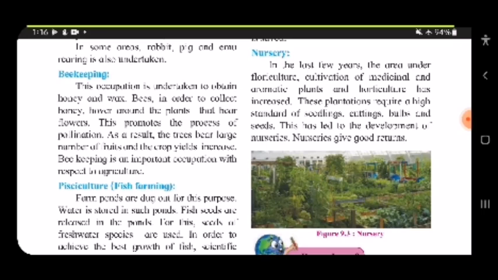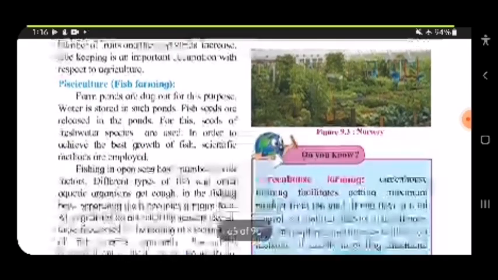Now, how can you grow these plants? You can grow it with seeds, you can grow it with cuttings, okay, with small branches. Some plants you can grow with some branches, bulbs, with the roots and seeds. Okay, this is the way you can grow plants. This has led to the development of nurseries. So nowadays, you can see that there are lots of nurseries. Nurseries give good returns.